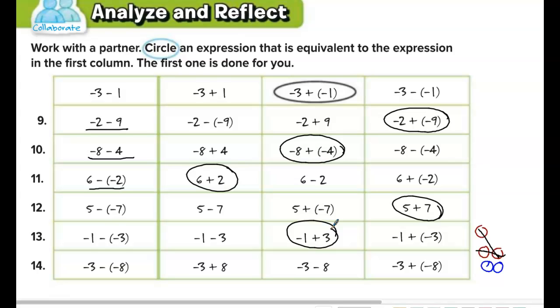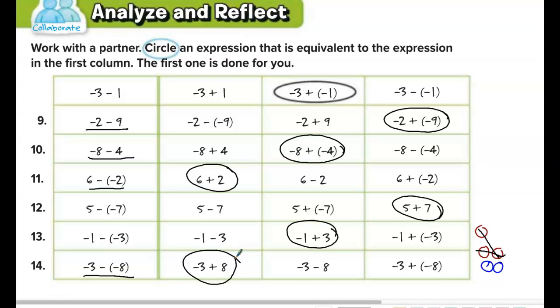Ellie, which is the same as -3 minus -8? The one on the very right. Oh, -3 plus 8. No, wait, hang on. It's the -3 minus 8. No, the last option that I had. So this one, -3 plus 8, yes.